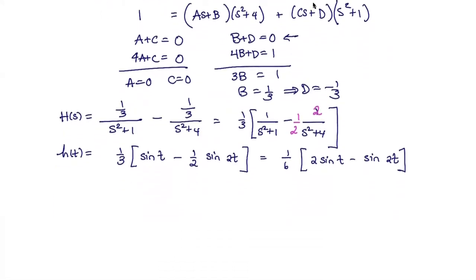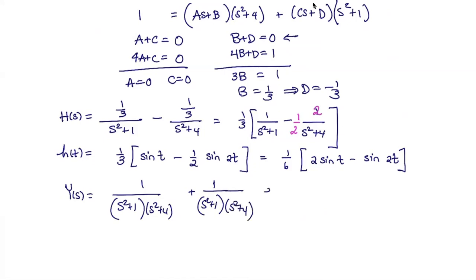Whew. So let's go back to the original function now. We have that y of s was equal to 1 over s squared plus 1 times s squared plus 4 plus 1 over s squared plus 1 times s squared plus 4 times e to the minus 2 pi s, which remember just indicates the discontinuity.